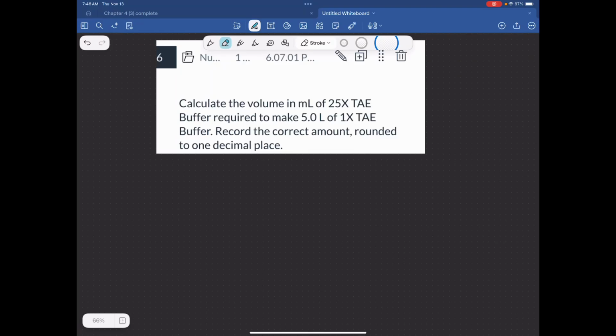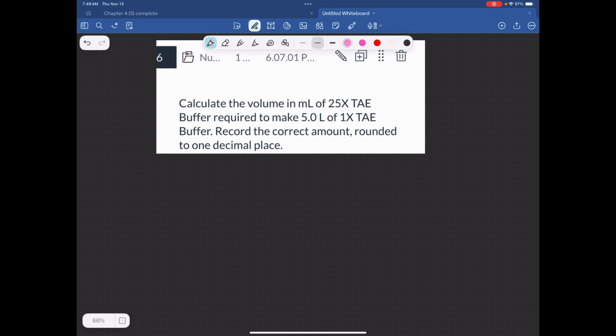Question number 6 asks us to calculate the volume in milliliters of 25x TAE buffer required to make 5 liters of 1x TAE buffer. Record the correct amount rounded to 1 decimal place.